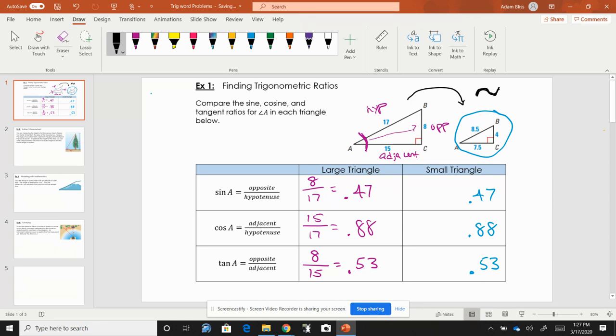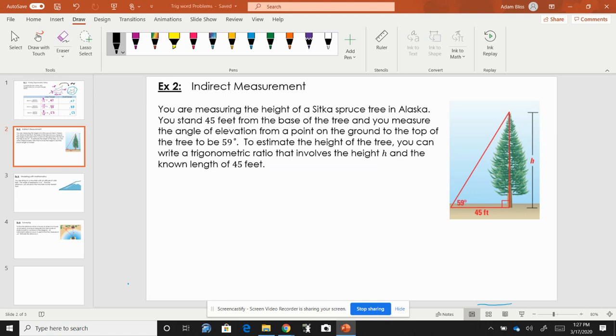Let's jump into a word problem. All right. We're on vacation someday in the future. We go to Alaska, and there is a Sitka spruce tree in Alaska, and we're trying to find the height of the tree. So we stand 45 feet from the base of the tree. So we're at the base of the tree, and we go 45 feet. And we take out our phone or some other measuring device, and we look at the top of the tree, and we measure that to be 59 degrees. And now we're trying to find the height of our tree.